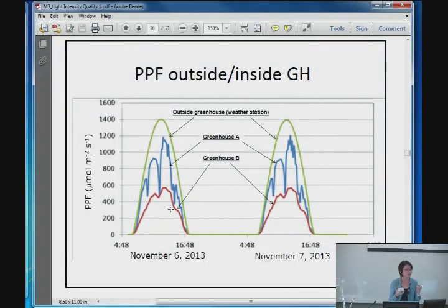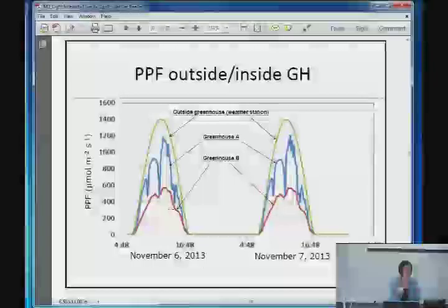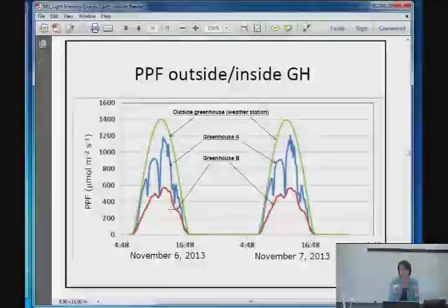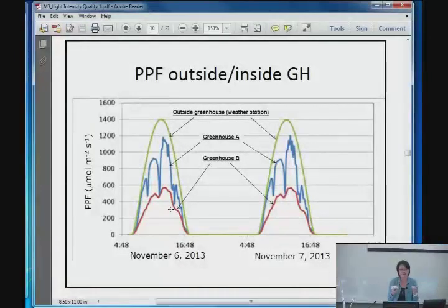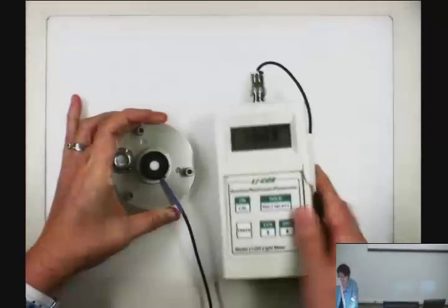350, all right? Anyone else? 200 micromoles. Anyone else? You are smiling. What do you think? Close or very different? 1,100. So it's about the same as outside. All right, so here you go.